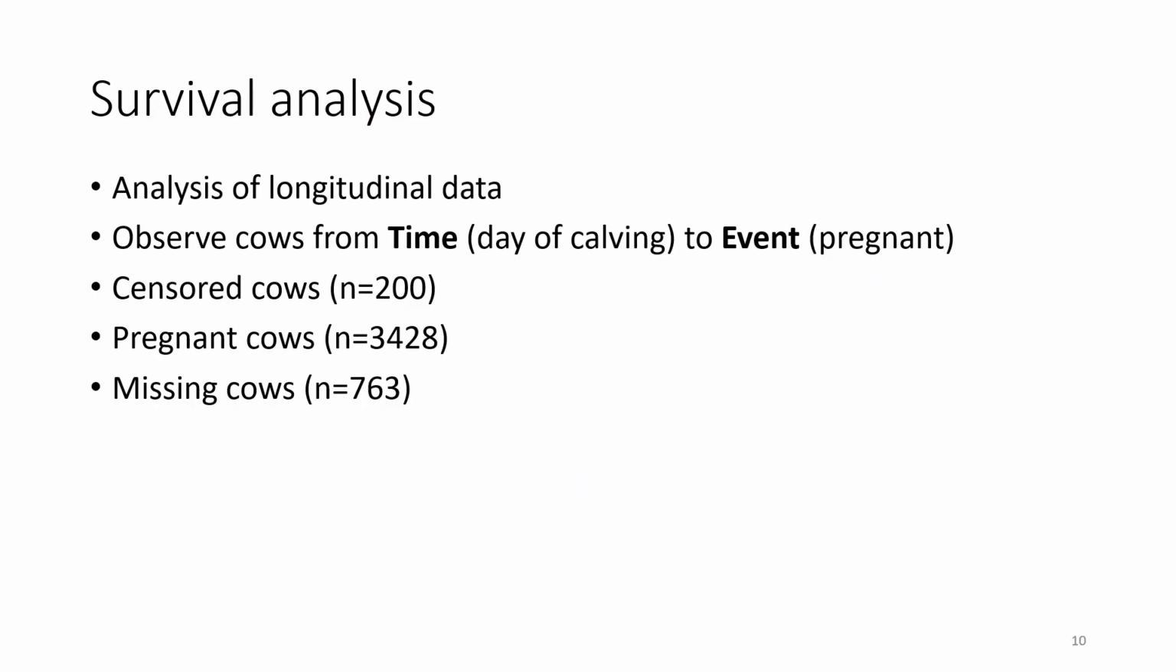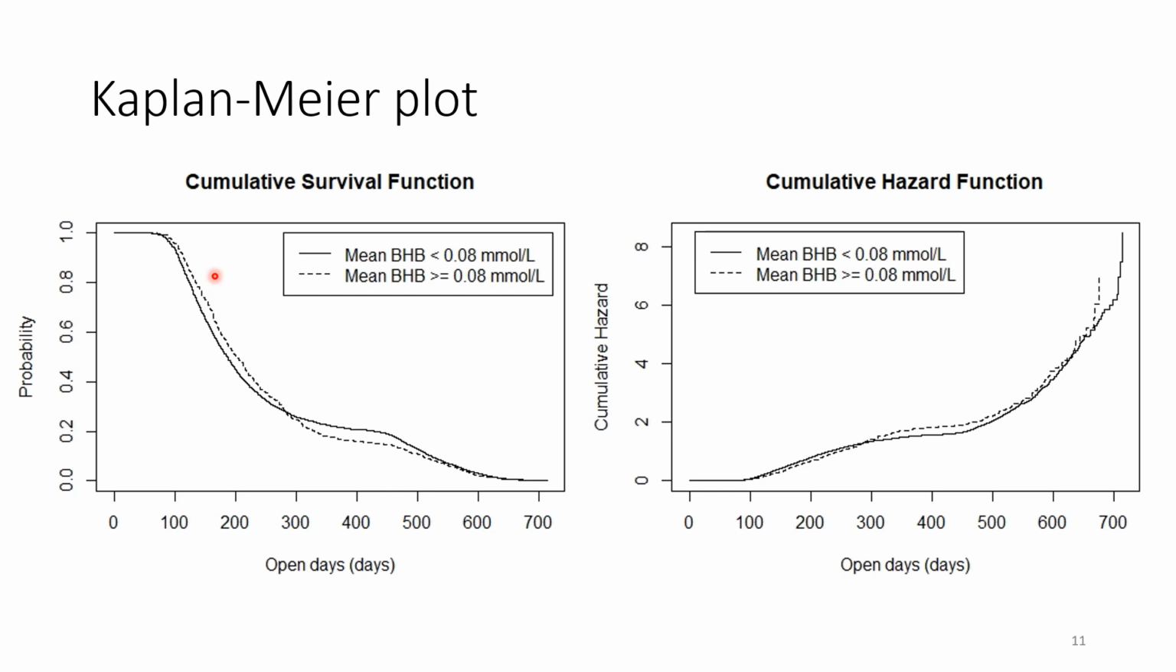Because this is a cohort study and I want to see whether the cows are pregnant at the end of the observation time, I decided to use survival analysis to observe cows from the time, which is day of calving, to the event, which is pregnant. In this dataset, we have around 200 censored cows and 3,400 pregnant cows and 763 missing cows.